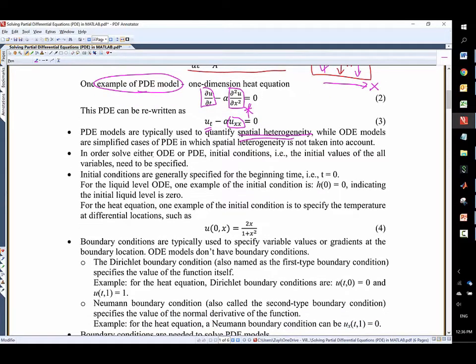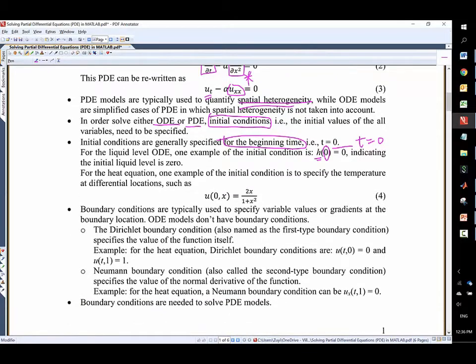To solve ODE and PDE, we need to define the initial condition, and typically it is the variable value at time 0, for example, t equals 0 for the h. Typically for the beginning time. So we call it the initial condition. For both ODE and PDE, we need to specify the initial condition. For example, this is an example of initial condition for the PDE: for different locations x, at time equal to 0, we get the value of u.